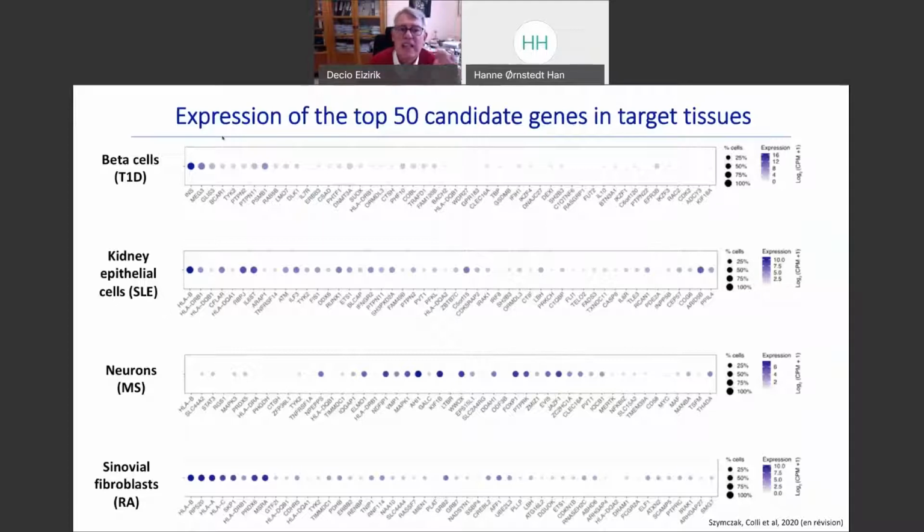So in this case, at the single cell level, we look at the top 50 candidate genes. And one interesting candidate gene that you always find in all diseases is TYK2. So it's present in the beta cells, in kidney epithelial cells of patients with lupus, in neurons, and in synovial fibroblasts. This, as you probably remember, is the kinase involved in type 1 interferon signaling.